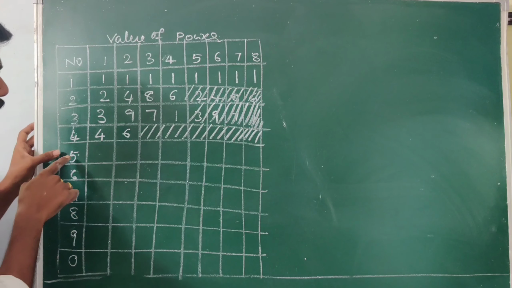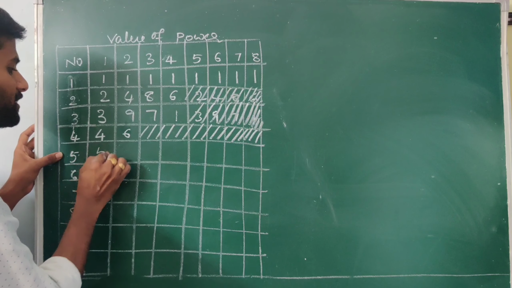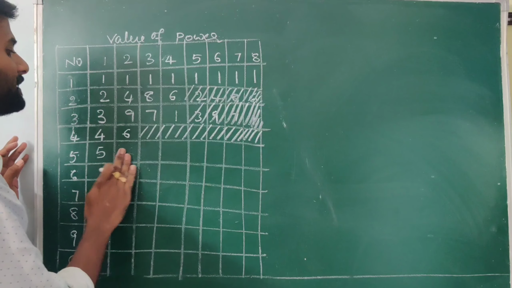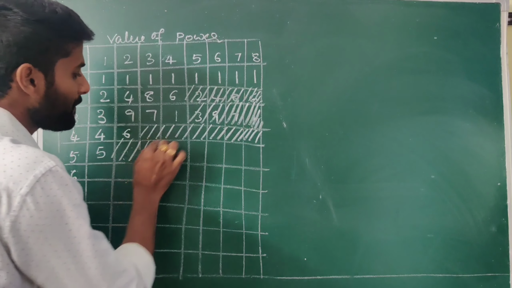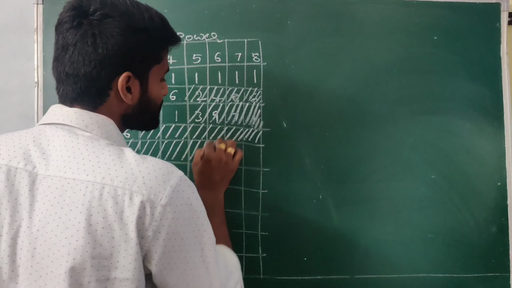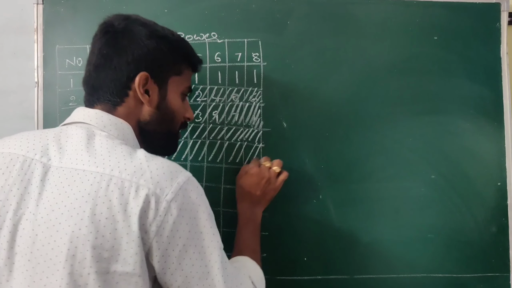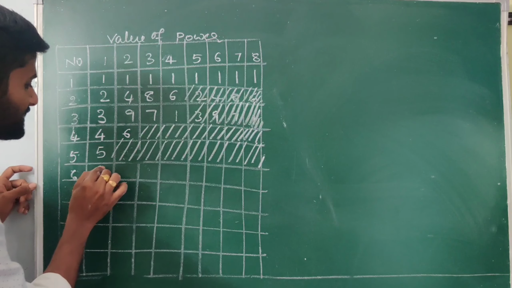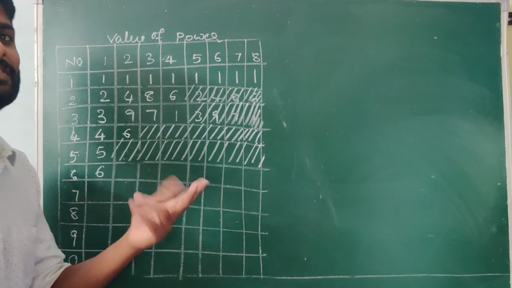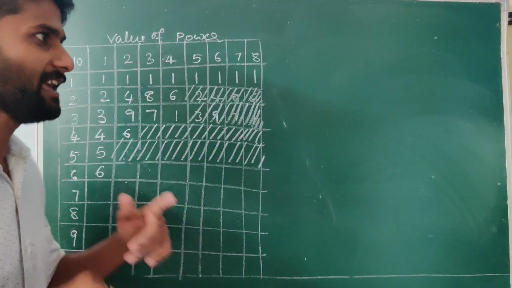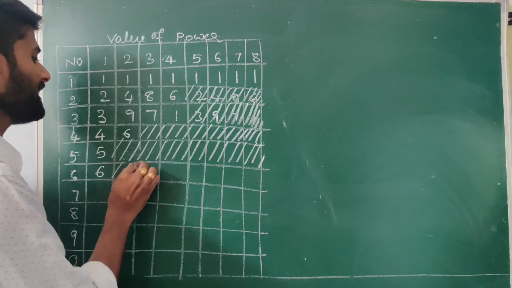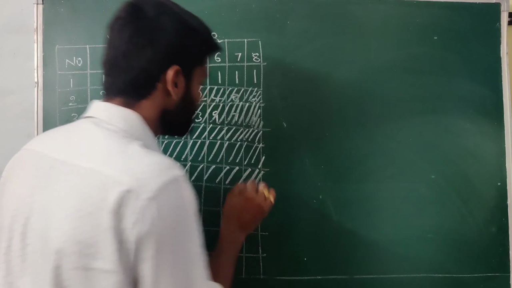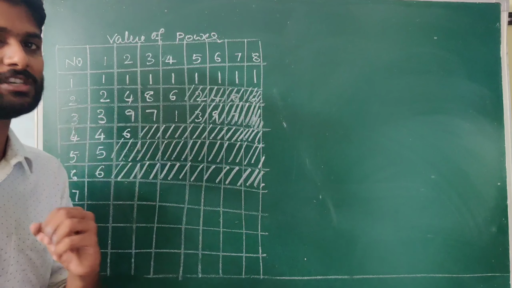And focus on 5. 5 power 1 is equal to 5. 5 square, again 5. 5 cube, again 5. It means if 5 is the base, the units place does not change. The value is 5 only. 5 power anything is 5 only. And focus on the 6 value here. 6 power 1 is equal to 6. 6 square is 36. 6 cube is 216. If 6 power any value is given, the units place is always 6 only. So the value does not change in the units place.